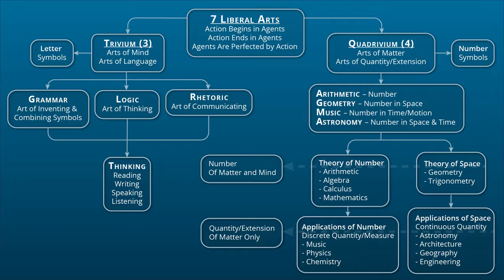The three trivium components are the first of the seven liberal arts and sciences, with the latter four referred to as the quadrivium. This is arithmetic, dealing with numbers; geometry, dealing with numbers in space; music deals with numbers in time and motion; and astronomy deals with numbers in space and time. There are more arts and sciences to learn about, but these are the four classical components of the seven liberal arts.